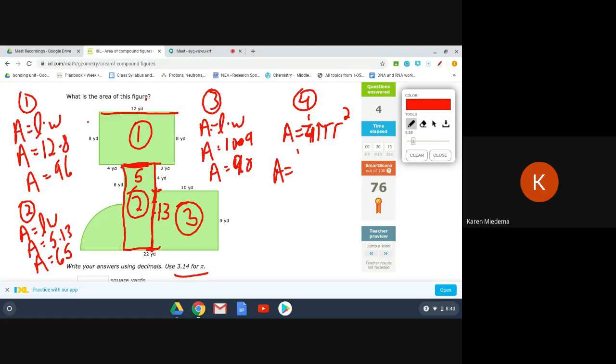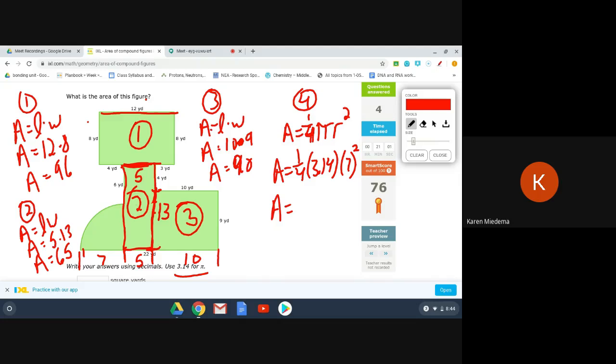Substituting in, I have 1/4. Again, they said to use 3.14 for pi. Now r, I have to figure out what the radius is here. So this entire distance from here to here is 22. I know that from here to here is 10. And I know that from here to here is 5. So the missing piece would have to be 7, because 7 plus 5 plus 10 is going to give me 22. So my radius that I need to use is 7.